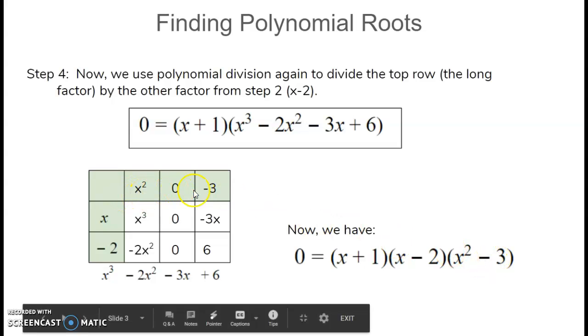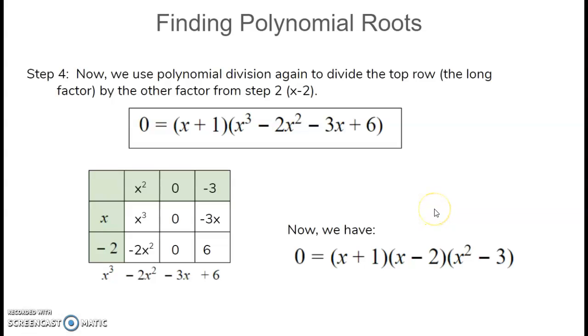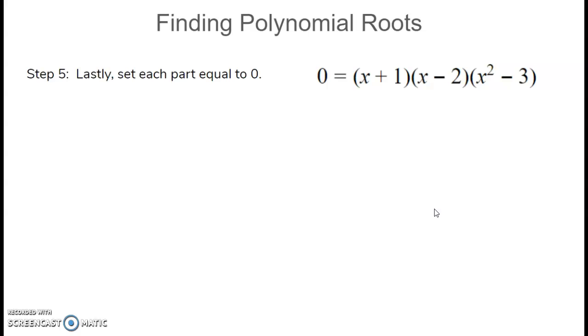Notice that I took the 0 out. We don't need it. So these 3 factors, if I multiplied them all together, would get me back to that x to the 4th polynomial we had in the beginning. So last step. Now that we have each of our factors, we can go ahead and set each part equal to 0. So starting with x plus 1 equals 0.